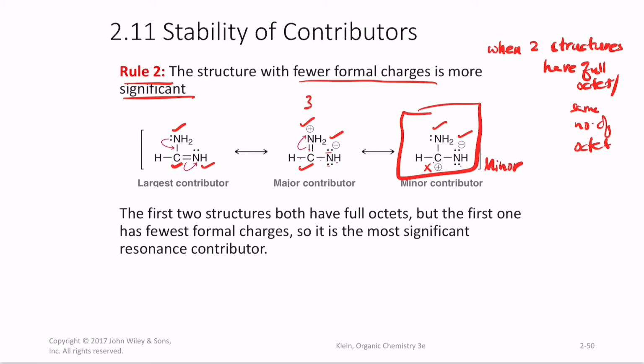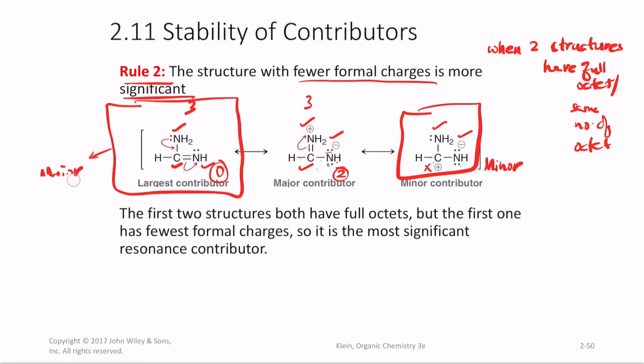Now both have 3 octets, which means that both have all octets full. Now we have to know the next rule, which is how to tie break these two. To break the tie between these two, we use the structure with the fewer number of formal charges. In this structure there are 0 formal charges, in this structure there are 2 formal charges. So whichever has the least number of formal charges becomes the major contributor.